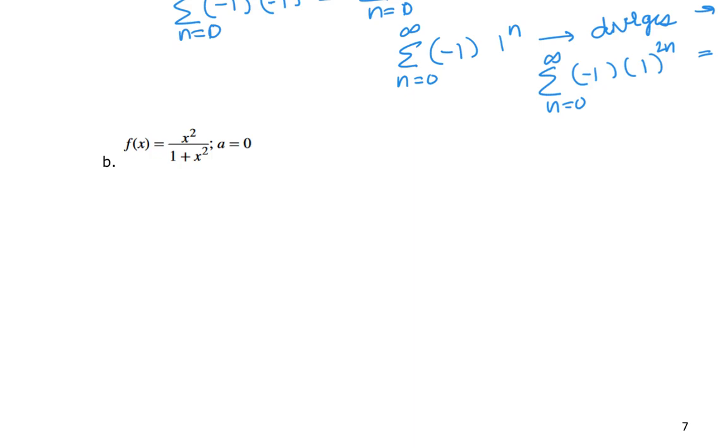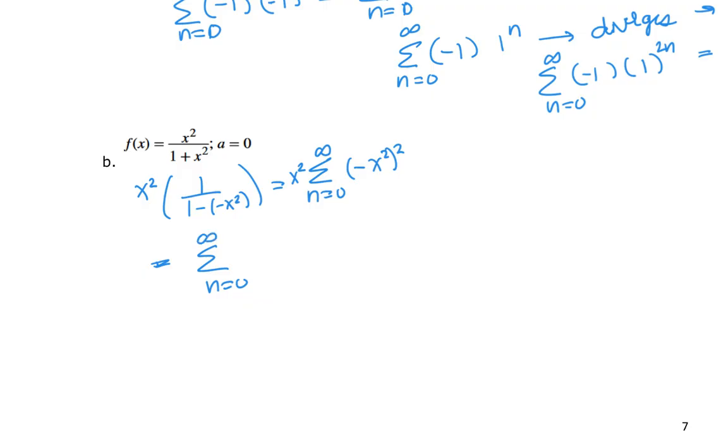All right, let's take a look at B. I'm going to rewrite this as x squared multiplied by 1 over 1 minus a minus x squared, so it's in the appropriate form. So we have the summation, x squared out front, of n equals 0 to infinity of negative x squared raised to the n. So this is going to be equal to the summation of n equals 0 to infinity of negative 1. And that should be an n. I said n and I wrote 2.